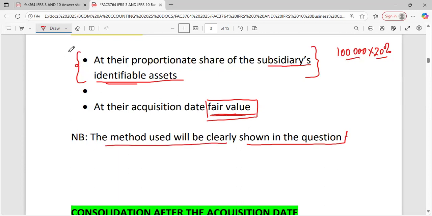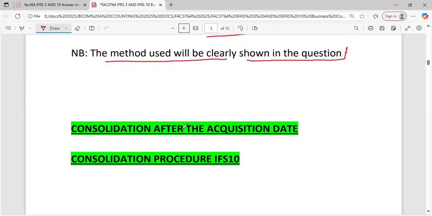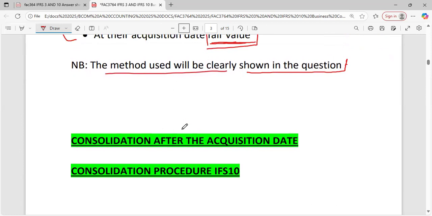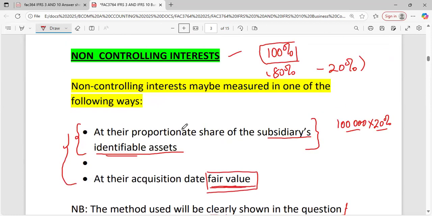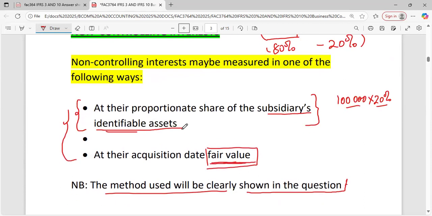But what I want us now to pick is, where is the difference? I think that's the most important thing. Where is the difference? Is it not explained down here? Okay, if they didn't explain, but I think it is explained. But let me just go through the explanation here. The only difference is when you measure non-controlling interests at their proportionate share of the subsidiary's identifiable assets, you only have goodwill for the parent.